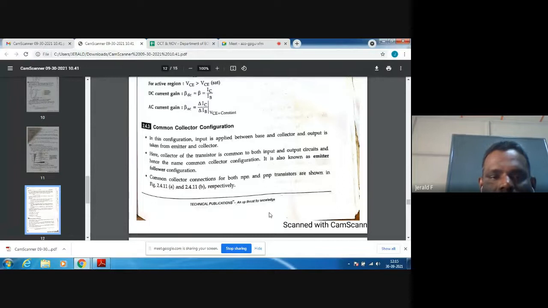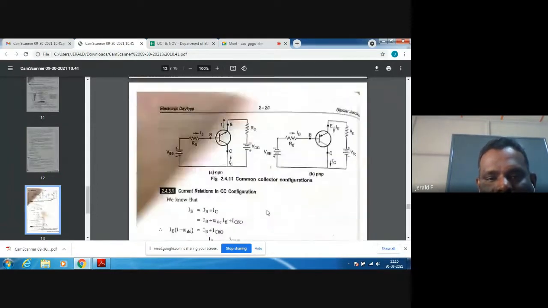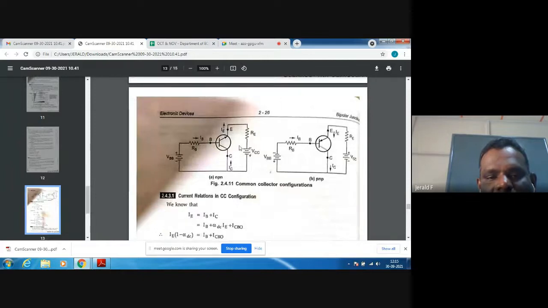And the third one is the common collector configuration. Okay, the common collector configuration, same thing. The base-emitter junction is forward biased, and the base-collector junction is reverse biased. Okay, what is the base junction?